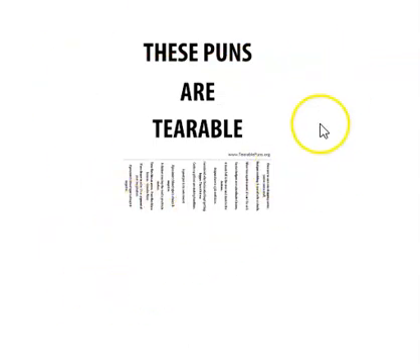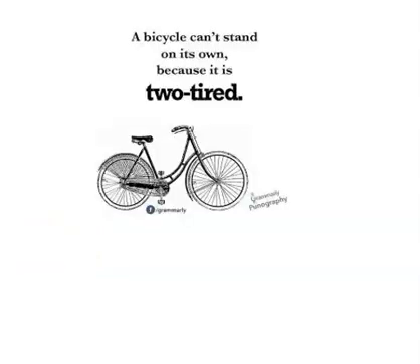These puns are terrible. If you look at the spelling of terrible, it is not the same spelling as awful, the meaning awful. It means that they can be torn off. Terrible. Get it? A bicycle can't stand on its own because it's too tired.